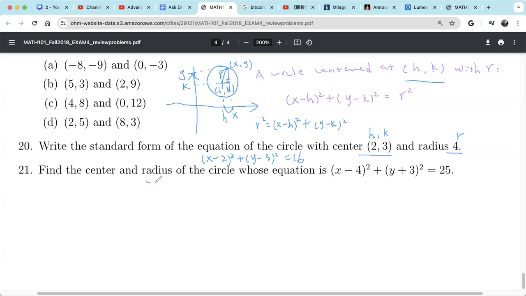21, we want to identify the radius and center of this circle, of this given equation, right? We have x minus h, so h equals 4. And k, when y minus, because in the standard equation it is minus, so this has to be negative 3. K equals negative 3. And this r squared is 25, so that means r equals 5. So the center is h comma k, which is 4 comma negative 3. And the radius is 5.